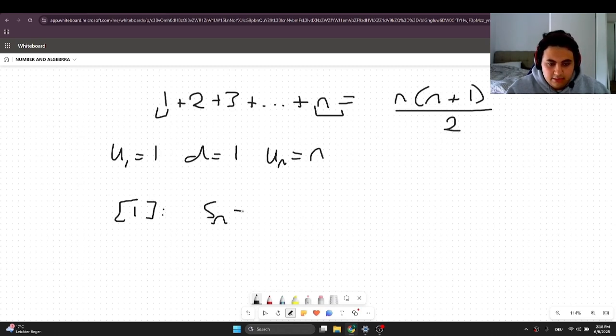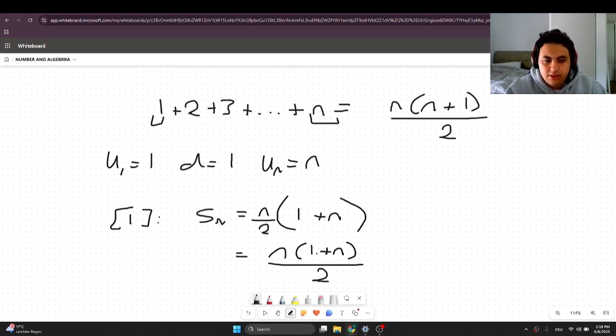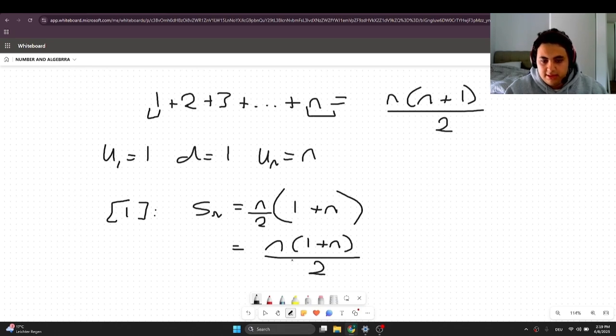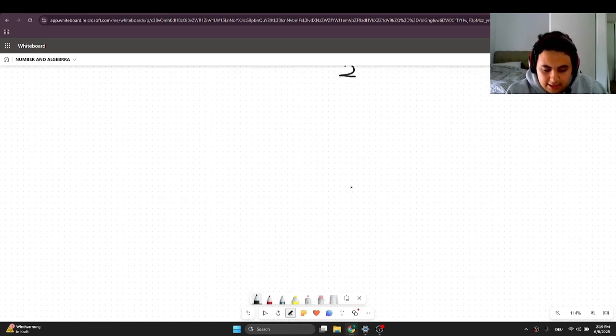So Sn is equal to n over 2 multiplied by u1 plus n, right? And simply simplifying this, this multiplied by that is just going to give you n times 1 plus n divided by 2. So simply using the formula, we'll get the same exact result, right? These are equal to each other. Okay, good. So that's that.